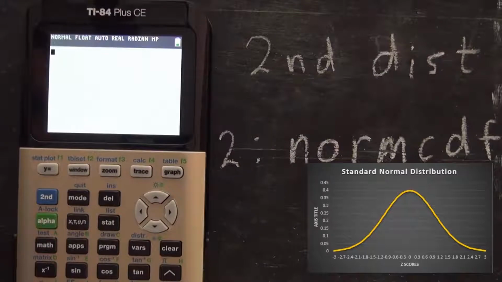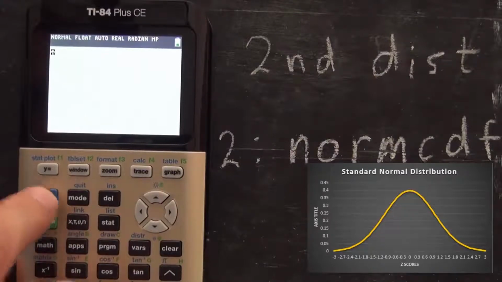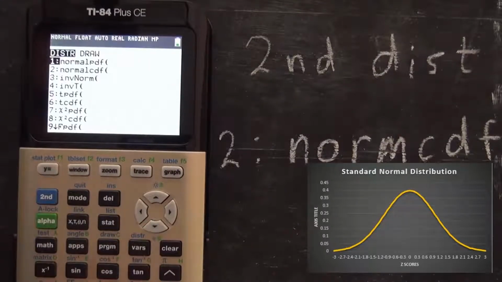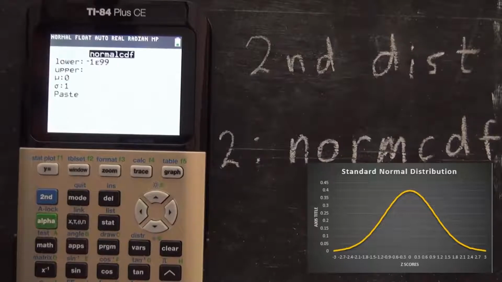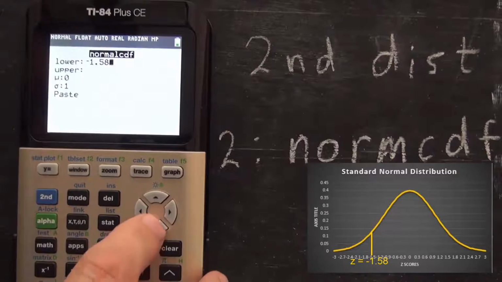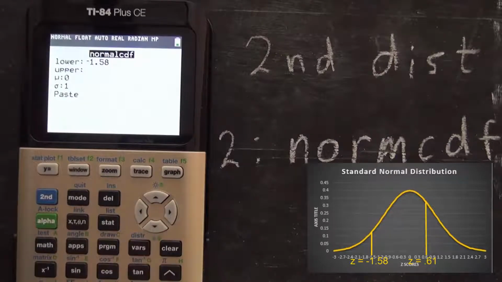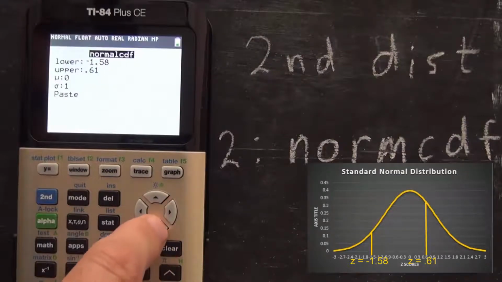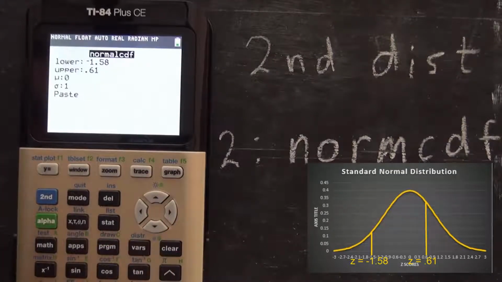Anyway, let's go to doing normal CDF on the calculator. So we're going to go second distribution, right above vars. We're going to choose option 2, normal CDF. We need the lower and the upper end of the interval for which we want the area under the curve. So we're going from -1.58 on the left end of the x-axis, and we're going up to 0.61 as the furthest to the right we're going. By default, the calculator is set with the standard normal distribution, mean of 0 and standard deviation of 1. So now we just go down to paste and hit enter.